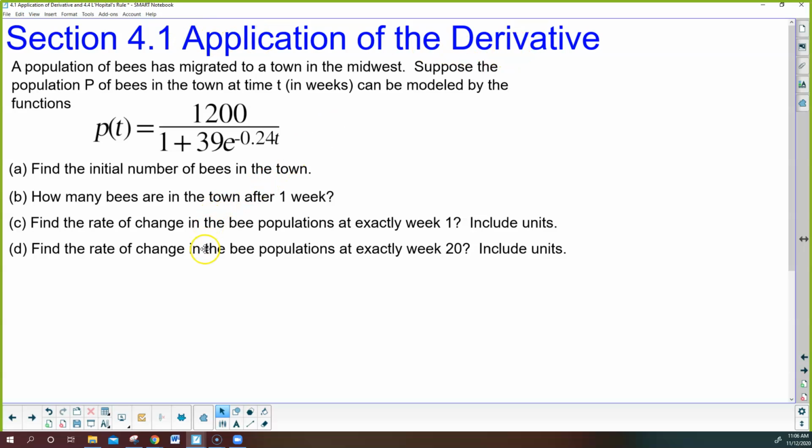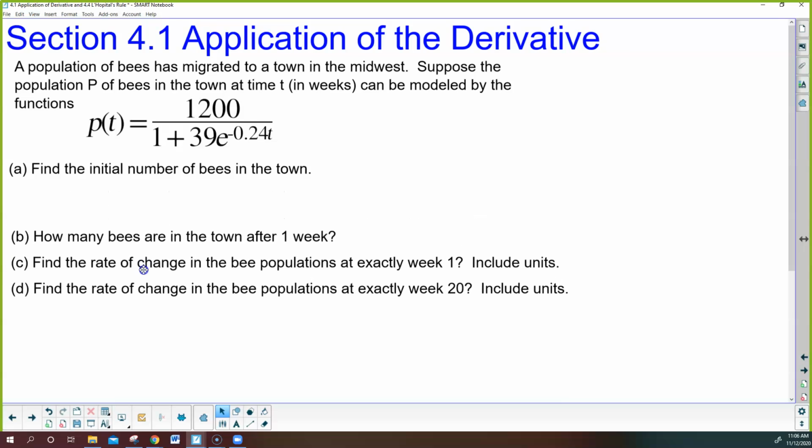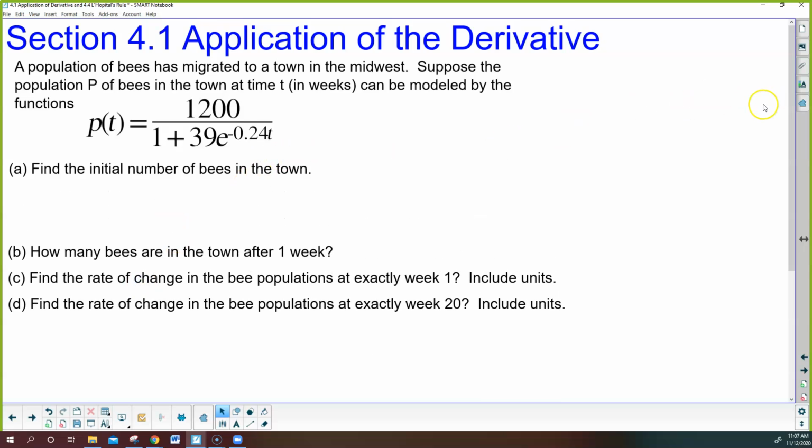And this is just making sense of this problem. So I'd like you to write this down, but don't write the whole problem. Just write the equation. And I'm just going to add some context to it. So a population of bees has migrated to a town in the Midwest. Suppose the population of bees in the town at time t, which t is given in weeks, can be modeled by the function. So this is like your original position function, or in this case, instead of p being position, it's population. So part A is a very common question that you're going to be asked.